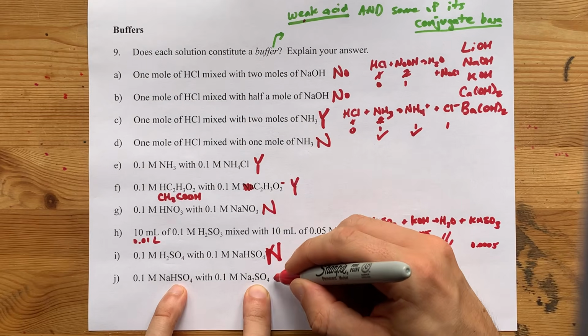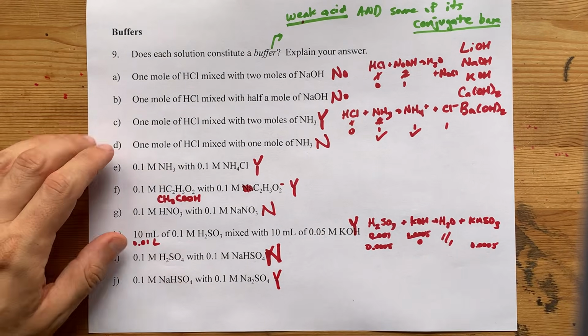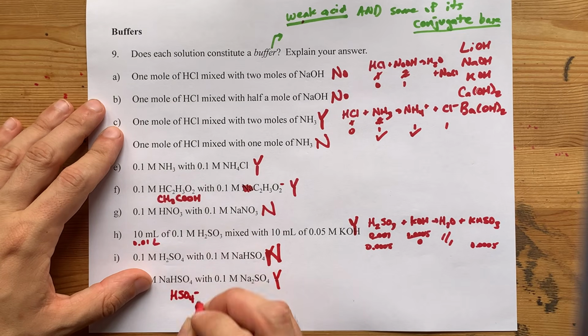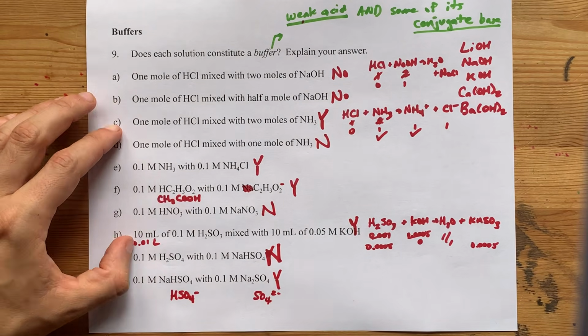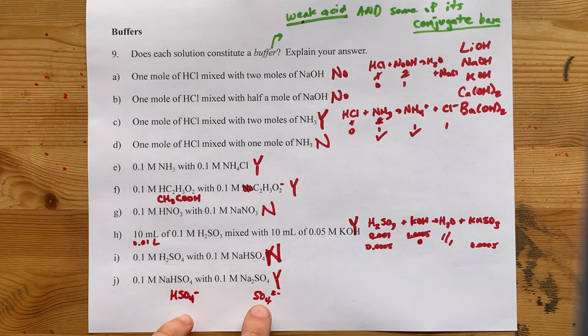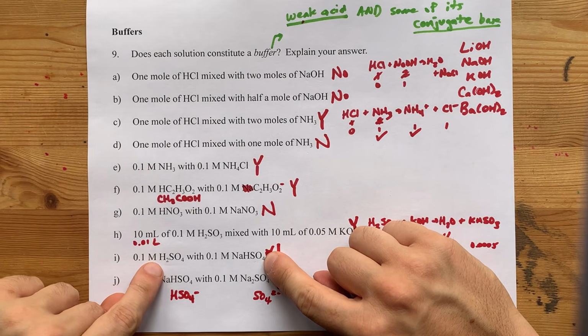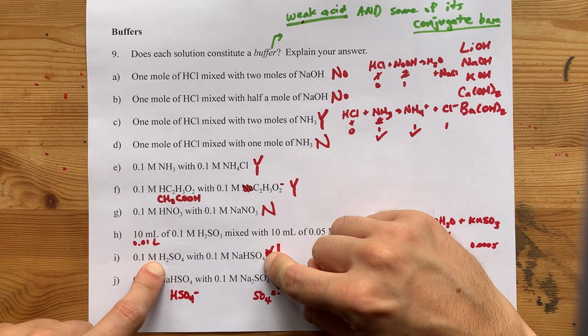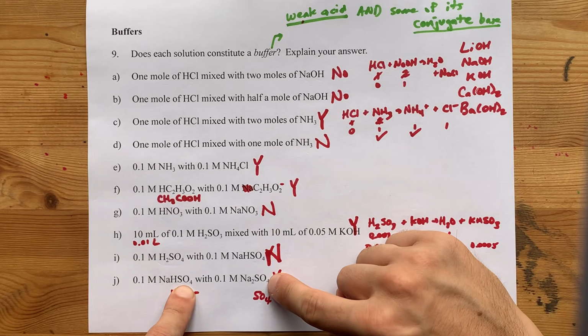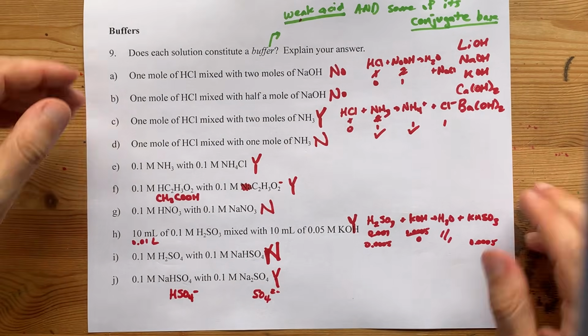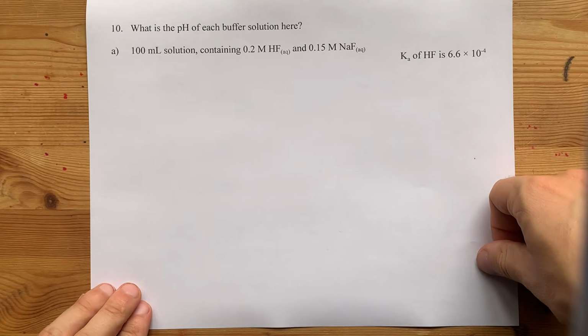So this is a buffer because you have a weak acid, HSO4-, and its conjugate base, SO4 2-, in solution at the same time. You've added them both directly here. Repeat. Adding a strong acid and its conjugate base does not form a buffer. You need a weak acid and its conjugate base to form a buffer. Great. Let's talk about the pH of buffer solutions.